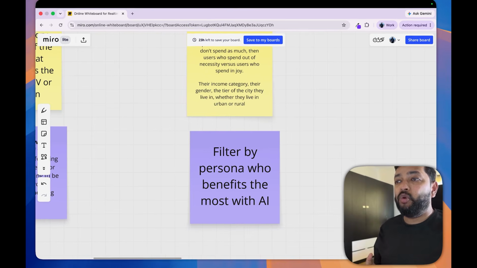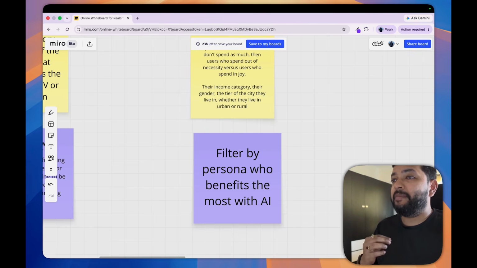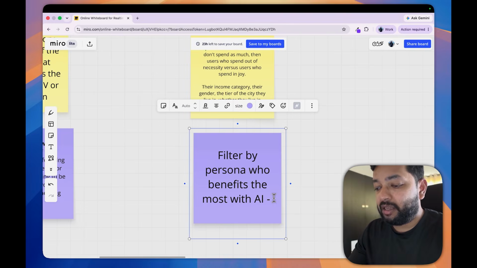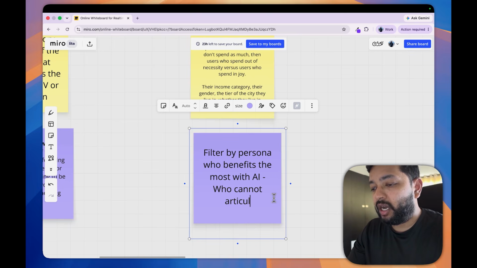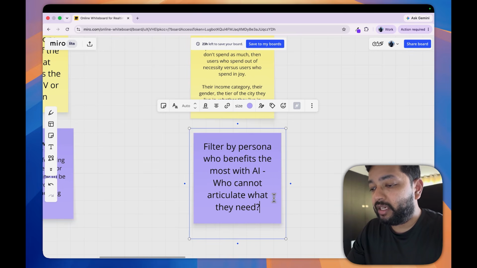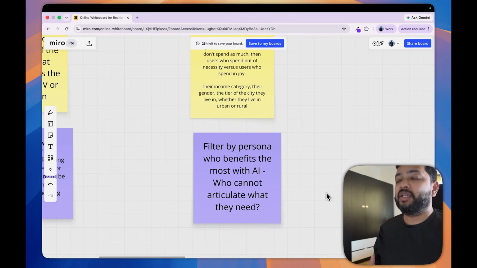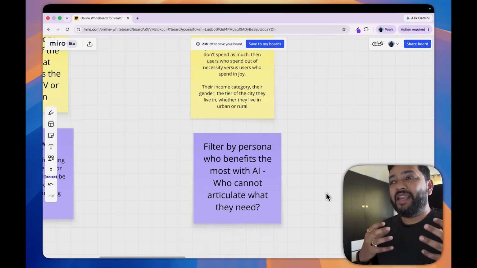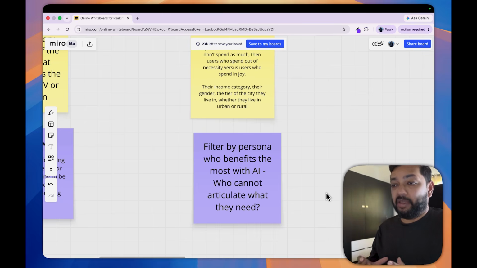Right? So what we are trying to do here is we are trying to find a persona that's benefited the most via AI. So typically this persona is someone who cannot articulate what they need. So in our case, who are these people who cannot articulate what they need? These people would be people who have less knowledge of certain niche products, typically maybe from tier 2, tier 3 towns. There would be people who might not know the language of the e-commerce product that you've built. So they might not know the entire English that you've written on your product, and so on and so forth. Right? So that is what I'm going to pick, right?